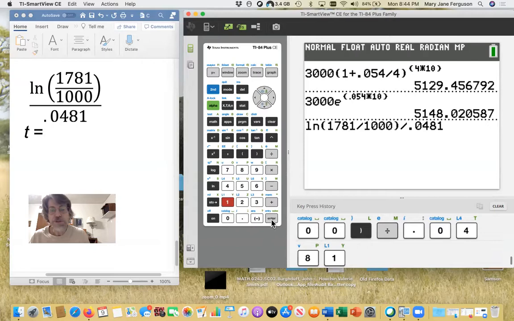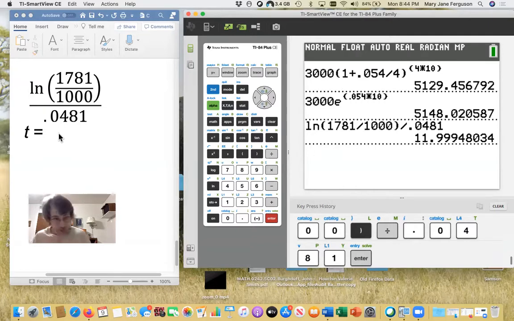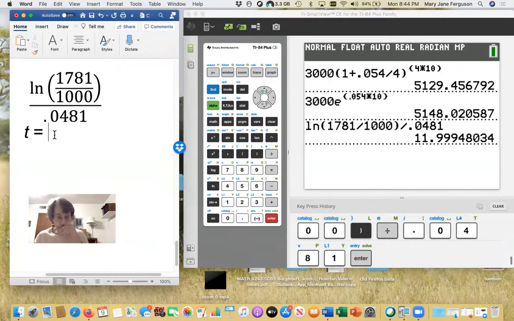Let's hit enter and see what we get. 11.9994834. You know what? I believe that is pretty darn close to a 12. Remember the T stands for time, and as a word problem, I want to make sure that I include units. Time is in years, so the amount of time it would take would be 12 years. All right, that's a little bit about compound interest, including continuous compound interest. It's a great example of using exponential functions.